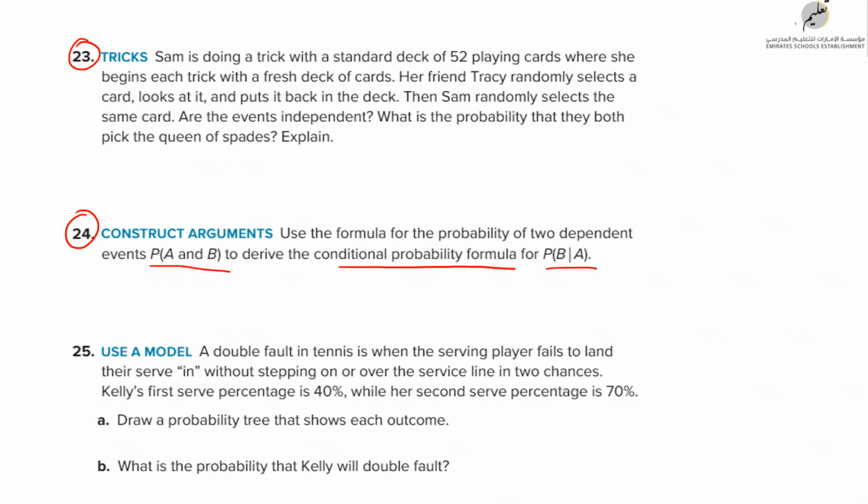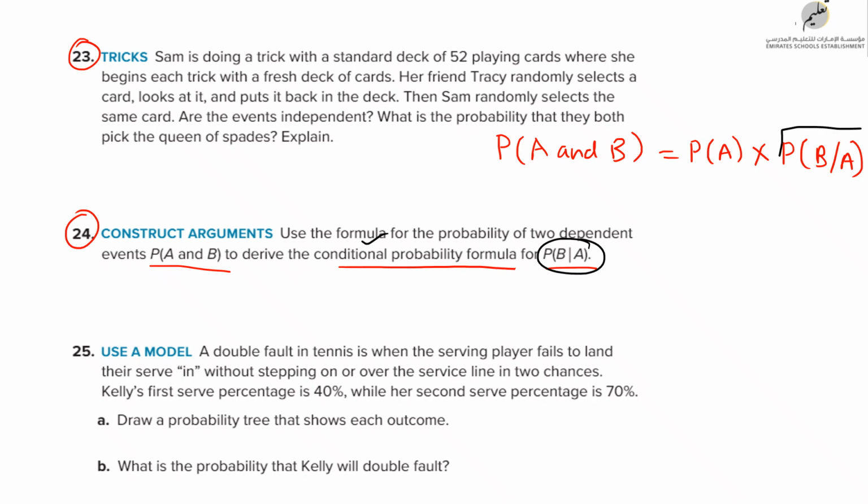It's very, very easy. For two dependent events, A and B, if I want to find the probability of A and B, we use the multiplication rule. So we multiply the probability of the first event with the conditional probability B over A, or the probability of event B given that event A has already occurred.